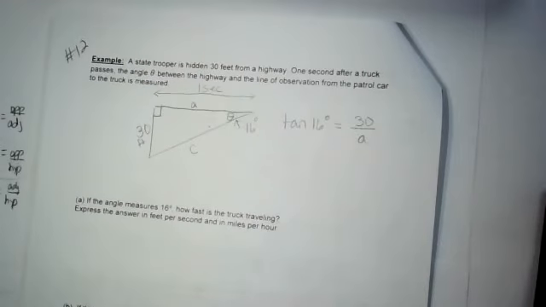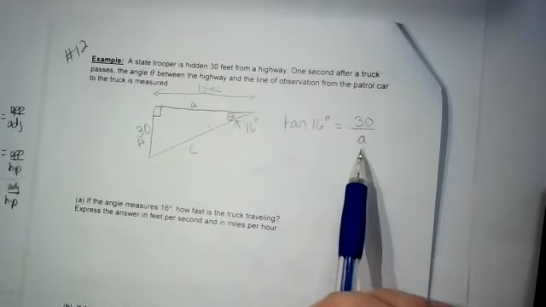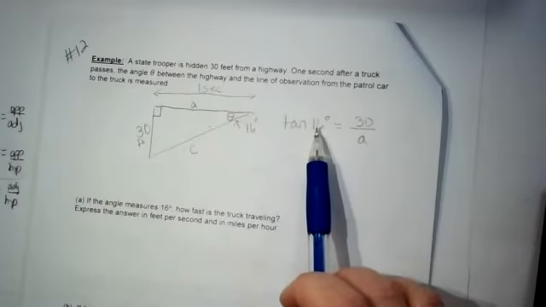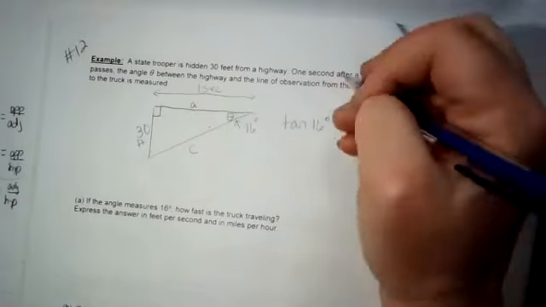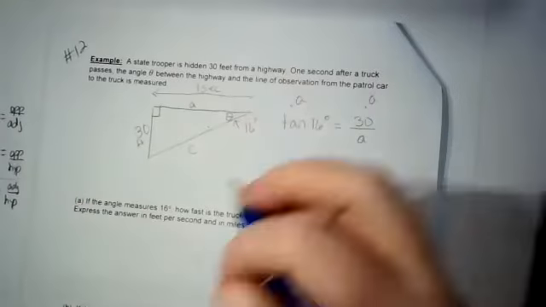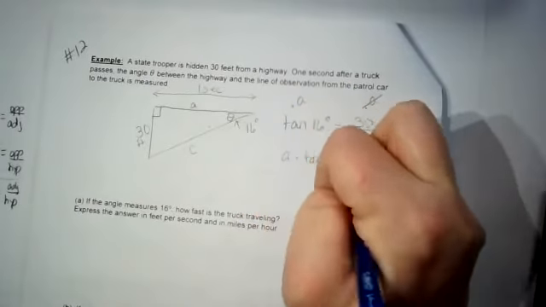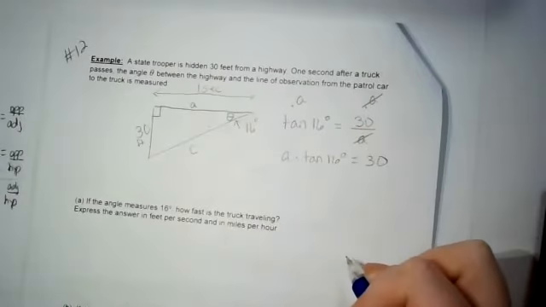So a couple of things you can think about. The quick and dirty way is you're just going to replace these two. Your A is going to be 30 divided by tan 16. The math behind that is the same math we did earlier, where if we multiply both sides by the denominator, we're going to get A times tan of 16 degrees equals 30.